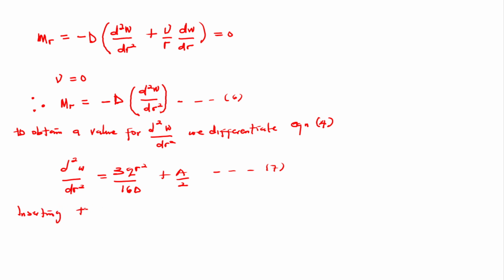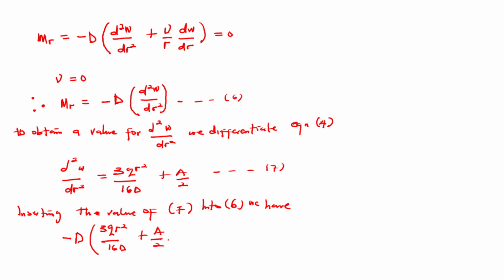Inserting the value of 7 into 6, we have minus D into 3QR square over 16D plus A over 2 equals to 0.